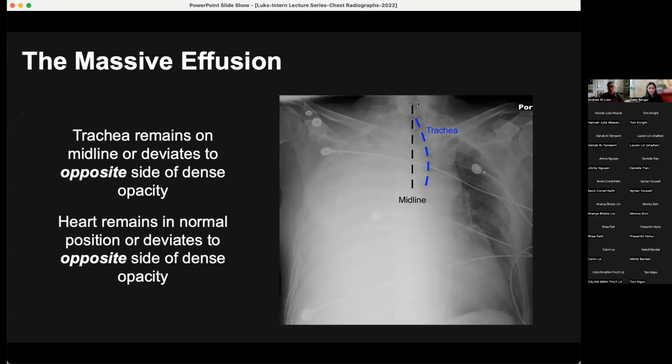So the trachea may stay on the midline, but if it does deviate, it's going to deviate away from the opacity, as you see in this case. And the heart is either going to remain in its normal position, but if it shifts position, it's going to shift away. And in this case, the heart is too far to the side, the left side of this patient's chest. So those findings would make this consistent with a massive pleural effusion.